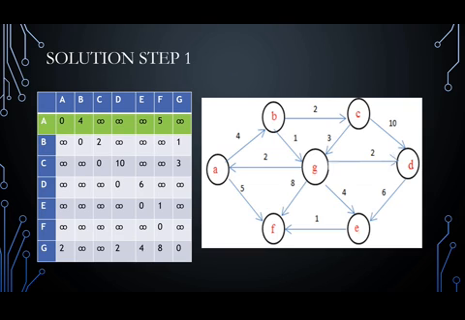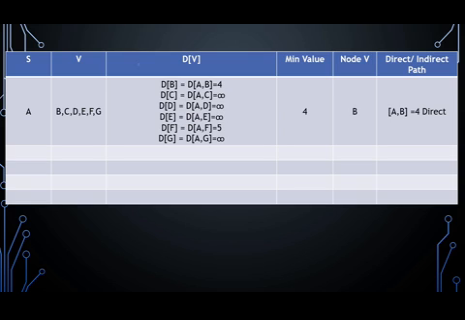Okay. So I'll consider A and all the distances from A to A 0, A to B 4, A to C infinity, A to D infinity, A to E infinity, A to F 5, A to G infinity. Using this, I will find out D of A is the source, B, C, D, E, F, G. These are the remaining vertices. So D of B is 4, D of C infinity, D of D infinity, D of E infinity, D of F 5, D of G infinity.